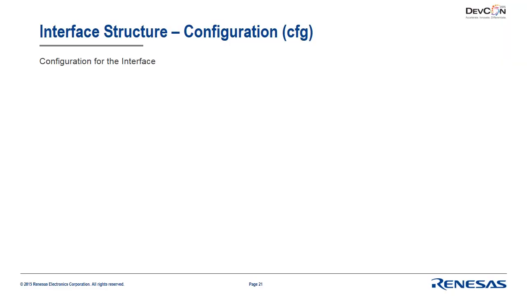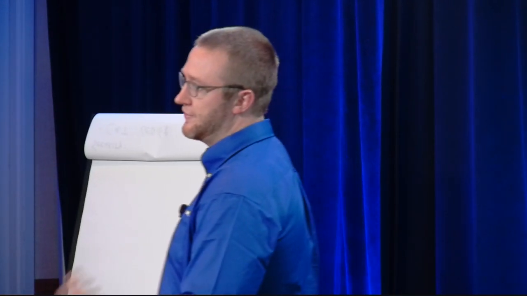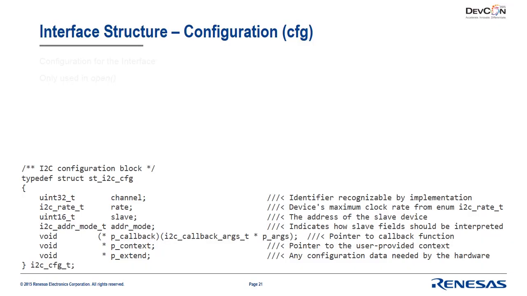All right, let's look at the configuration structure. As the name implies, this is a configuration for the interface, and it's only used in the open. As you saw earlier, every open takes a pointer to the control and a pointer to the configuration structure. Here's an example from I2C.